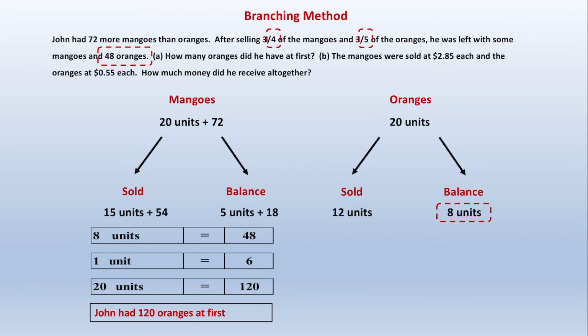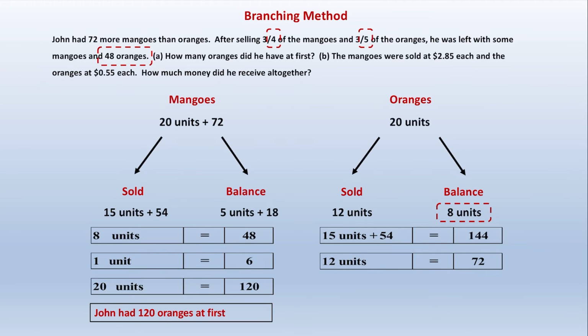Part B of the question, mangoes were sold at $2.85 each and oranges at 55 cents each. How much money did he receive altogether? So let's work out how many mangoes were sold. 15 units plus 54. So 15 times 6 plus 54, 144. And we had 12 units of oranges sold. So 12 times 6, 72.